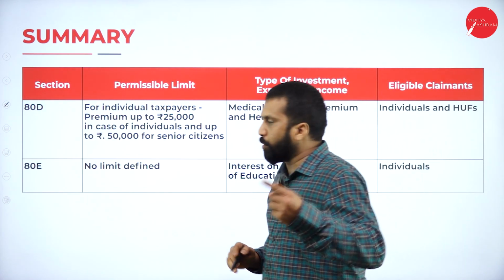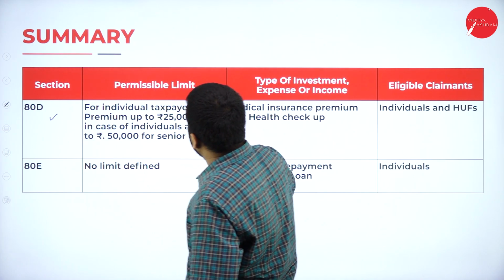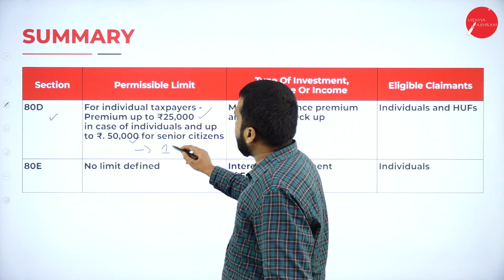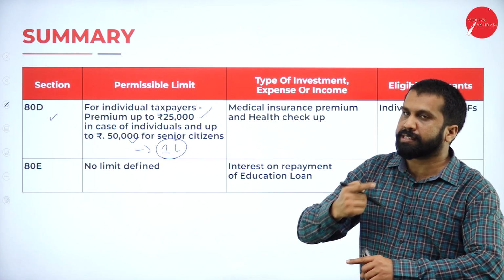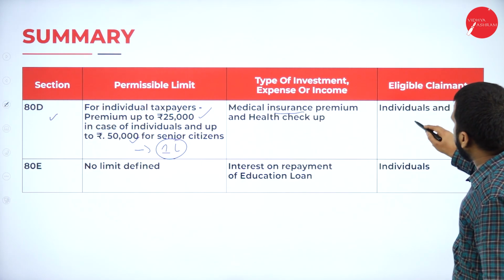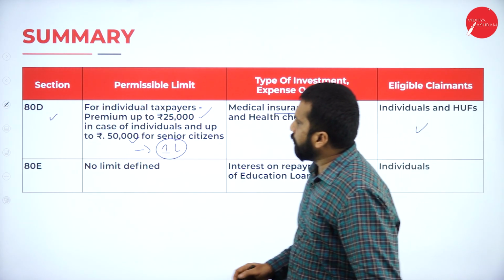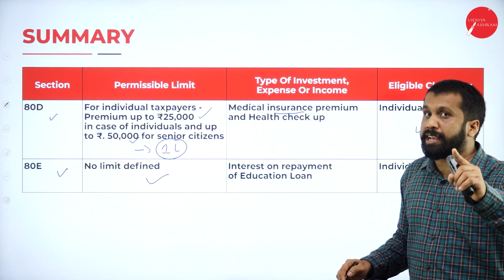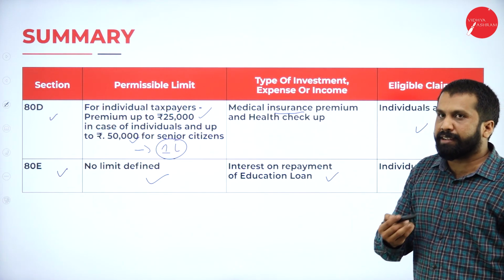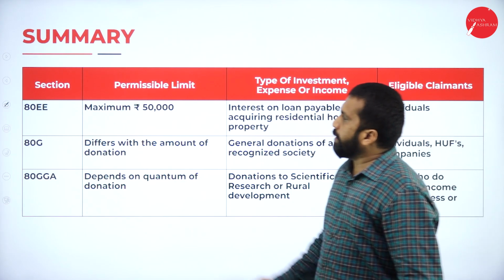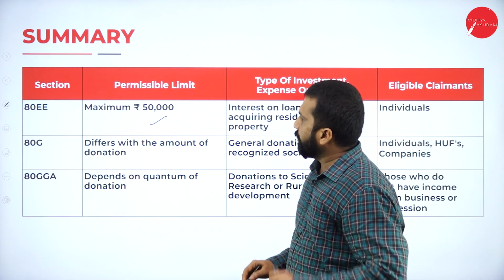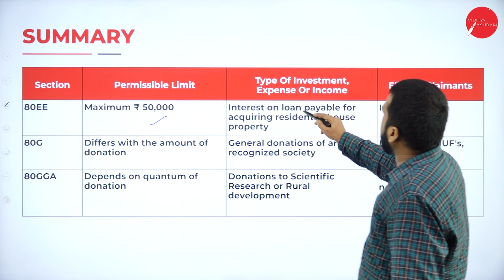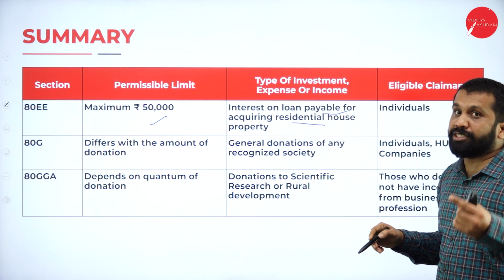Next, again an important one. 80D for up to 25,000. For senior citizens, it is 50,000. Maximum of 1 lakh. We have studied this in the previous session. Medical insurance, individual as well as HUF. Now, 80E, no limit defined. This E is for what? Education. So, irrespective of your interest part, individual. 80EE maximum of 50,000, and one more you have, that is 1,50,000. Yes. So, interest on loan payable for acquiring a residential house.